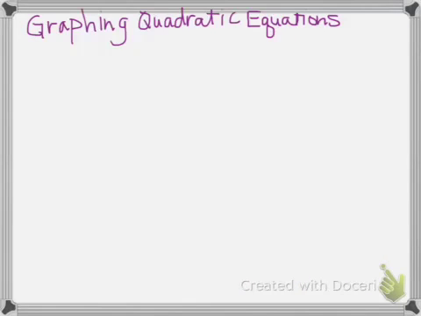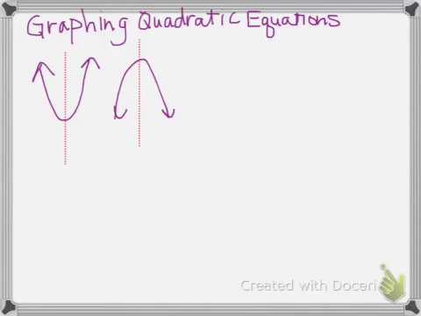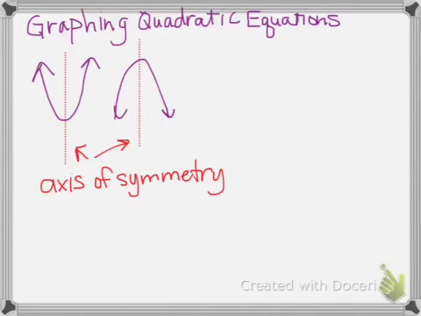So we're going to actually talk about the strategies for graphing quadratic equations. So the first thing that you need to know is that quadratic equations are always parabolas. So whenever you have x squared, you know that it's going to look like a parabola. And all parabolas are symmetric, and they have an axis of symmetry, which is the red line that I have indicated here. And it's where the parabola's vertex goes through.